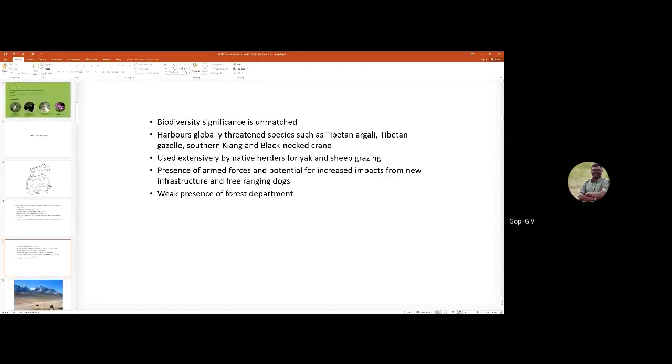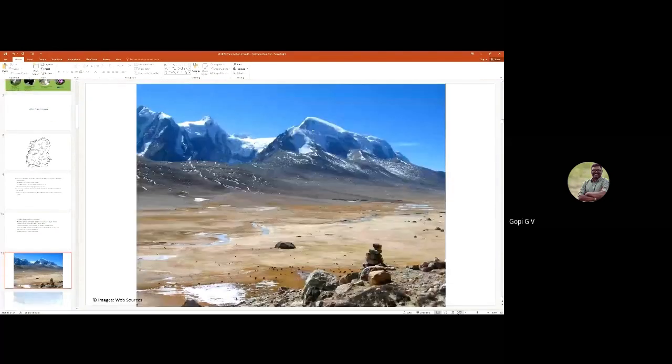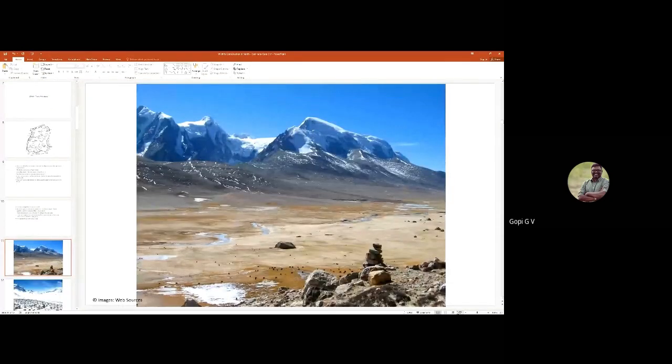Why is this small area, the trans-Himalayan region in Sikkim, so important in terms of wildlife? That is because it harbors globally threatened species, like 4 out of 8 Tibetan ungulates are found in this small area of less than around 1,000 odd square kilometers. The Tibetan argali, Tibetan gazelle, southern kiang, and black-necked cranes, and in fact black-necked cranes breed here. The black-necked crane is the only high-altitude crane. And this is how the landscape looks.